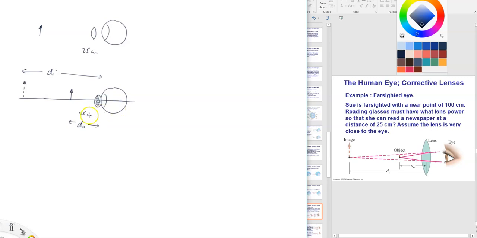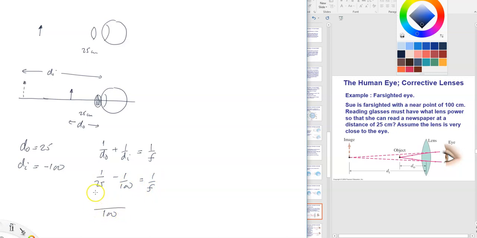So now look at the way we are setting up the equation. DO has to be 25. DI has to be 100 but negative. It's a lens, so if the image is on the same side as the object, the image distance is going to be negative. So we create that, and then the human eye portion can read it. So let's try the equation. 1 over DO plus 1 over DI equals 1 over F. 1 over 25, this is negative 100, so minus 1 over 100, is 1 over F.